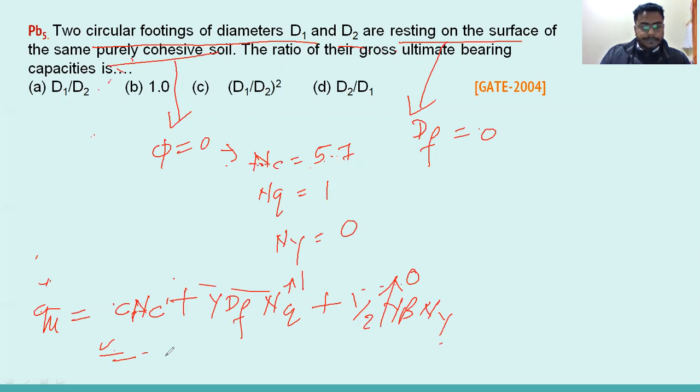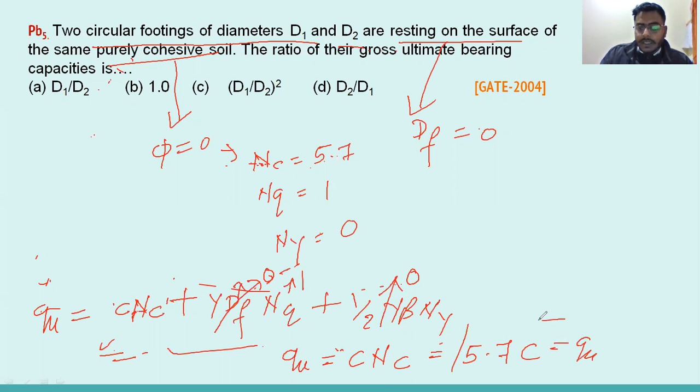So we can write, and this is resting on the surface, which means Df is equal to 0. So this expression will also be 0, right? So finally we see we got q_u = cNc, or simplifying, 5.7c. So we can see the ultimate bearing capacity is not depending upon the dimension of the circular footing. It is independent of their dimension. So in both cases, qu will be the same.